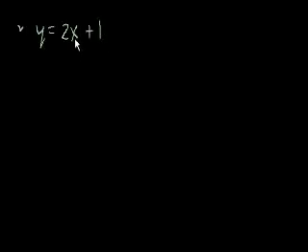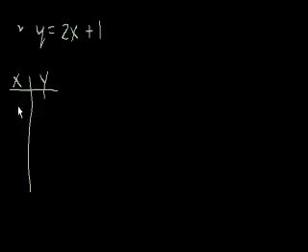So if, say, x equaled 1, then y would be 2 times 1 plus 1, or 3. So for every x that we can think of, there's a corresponding y. So let's do that. Let's put a little table here, x and y, and let's just throw out some random numbers for x.